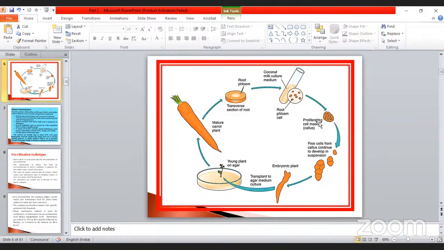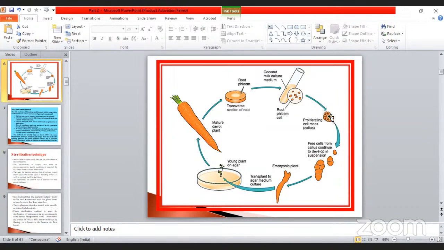So what happened? Automatic proliferation of cell masses. That is nothing but callus formation taking place there. That means a single cell or single part of a cell undergoes multiplication, taking up nutrition from the agar medium, or here, the coconut milk culture medium that they used. Using this medium it multiplies. This one is complex: more than one tissue united together to form a group of cells. That group of cells is called the callus. After that, the free cells from the callus continue to develop into a suspension.